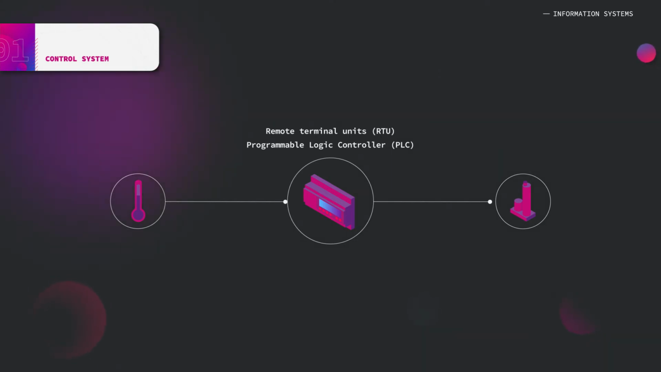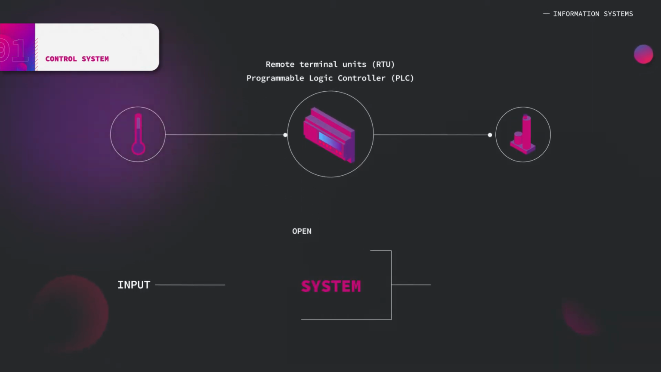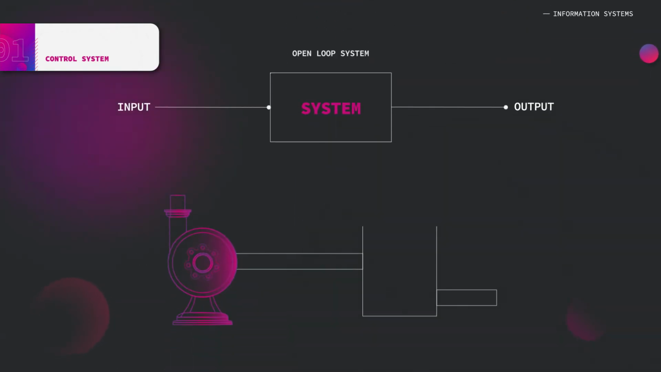This simplistic control structure can be represented as an open-loop system, where the action of the controller is independent of the process variable. The process variable is the measured dimension on which the actuator acts. Take the example of a hydroelectric dam. A pump fills the dam to store water. The process variable is the volume of water.